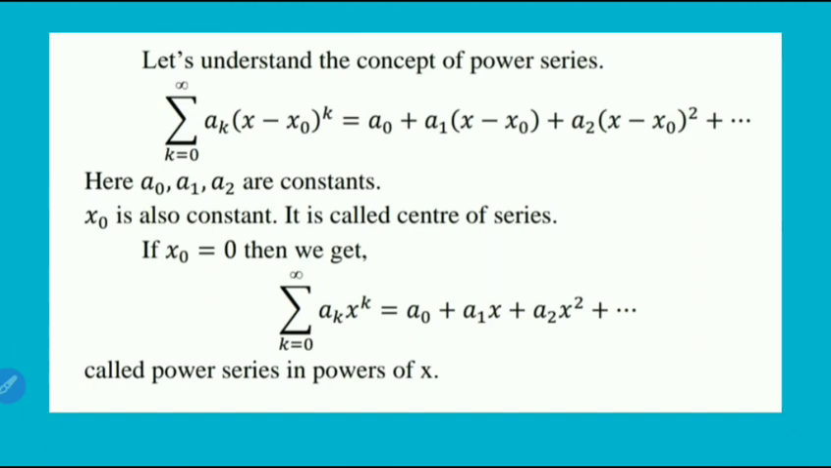The series of this type, summation k ranges from 0 to infinity of ak into (x minus x0) raised to k, which is equal to, after putting the values of k from 0 to infinity, this form of series: a0 plus a1 into (x minus x0), and so on. If you see the terms on the right hand side, a0, a1, a2 are constants, and their coefficients are powers of x minus x0. We are having powers of such a factor x minus x0, and that's why it is called a power series. And x0 is also a constant, and that x0 is called the center of the series in the definition of power series.